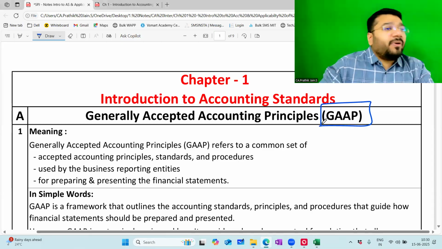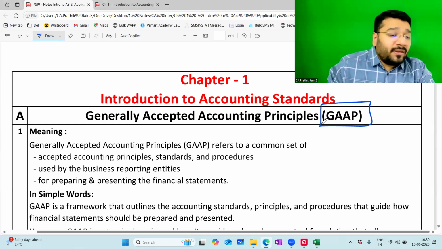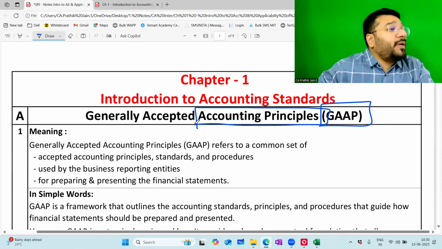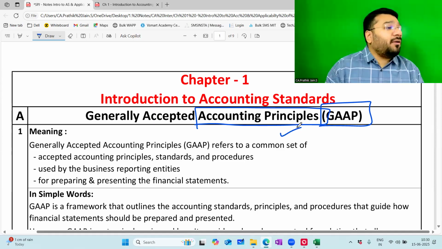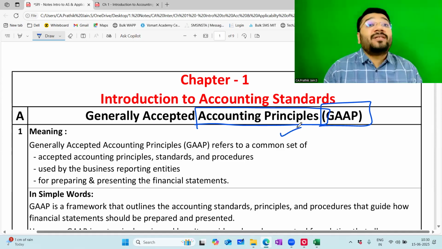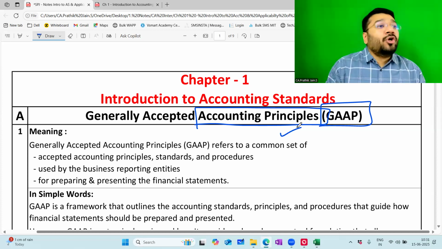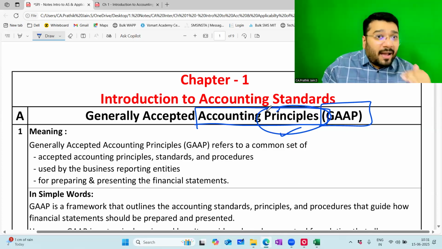First of all, GAAP full form: Generally Accepted Accounting Principles. Sir, what is GAAP? GAAP is basically providing you with the accounting principles, accounting policies, accounting standards. In short, GAAP is going to guide you on certain rules and regulations which you'll have to implement in preparation of your financial statements. Before you prepare the financial statement, you have to do accounting, and the preparation of the financial statement should be according to the accounting principles, policies, and standards that have been laid down by GAAP.